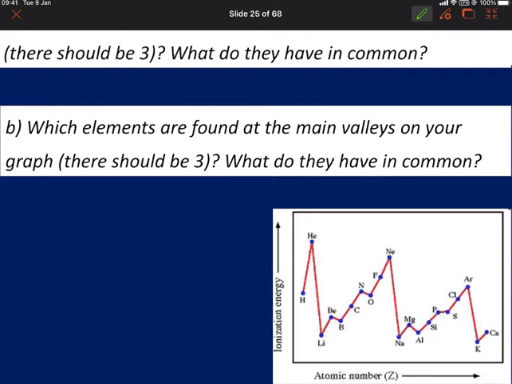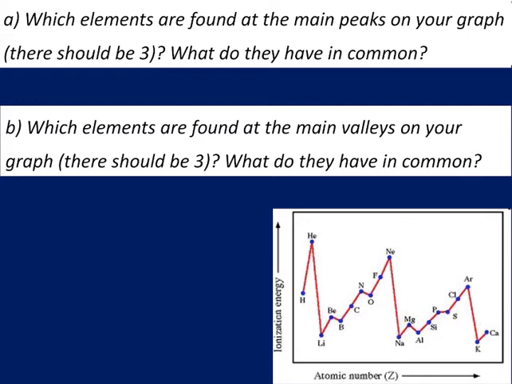So the other thing that I asked you was the 4 questions that were underneath, which elements are found at the peaks on your graph, and what do they have in common. So these are our peaks, helium, neon, and argon, and what they have in common is that they have full orbitals. So helium has a full s, and neon and argon have full p's, but it's significant. There is a significance of having full orbitals when it comes to ionization energies, and whether they're high or low, and how easy it is to remove electrons.